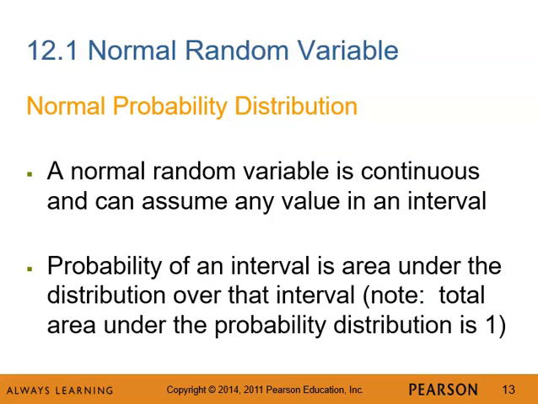So what is a normal probability distribution? A normal random variable is continuous and can assume any value in an interval, and the probability of an interval is area under the distribution over that interval. Remember that total area under the probability distribution is 1, and that's actually associated to the probability theory that maximum value for a probability is 1.